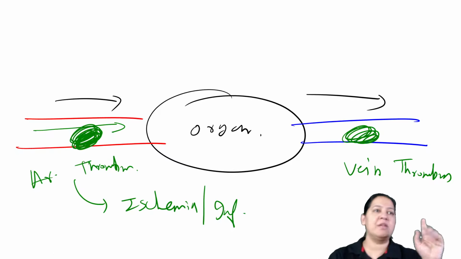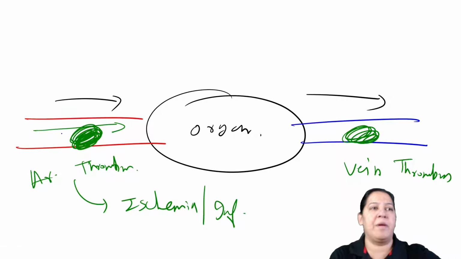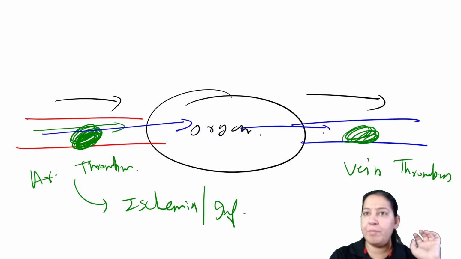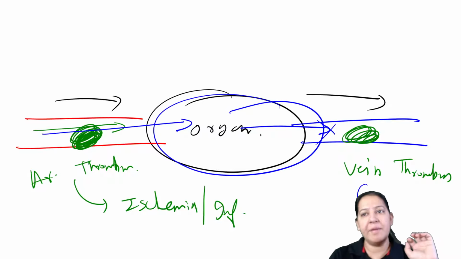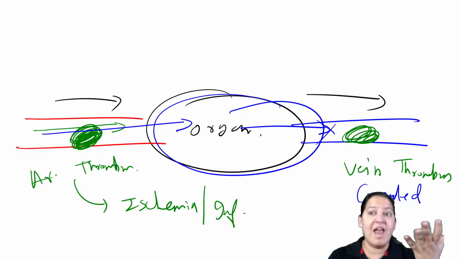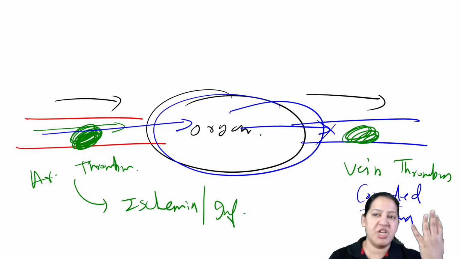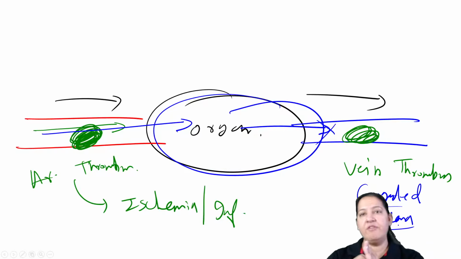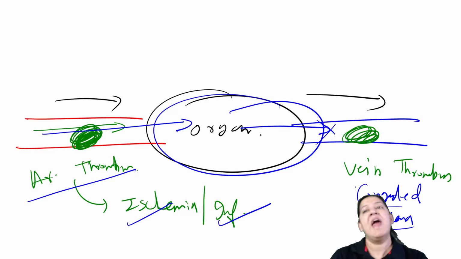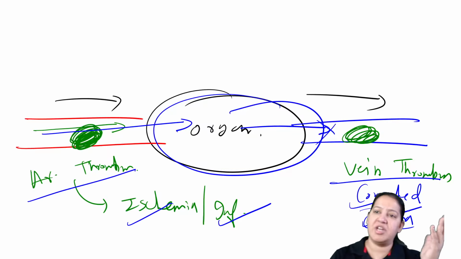If the thrombus is present in the vein, the organ is receiving proper, pure blood, but impure blood cannot come out. Impure blood will get gathered there, so the organ will become congested by impure blood. So edema will happen. Congestion and edema will be the result of venous thrombus. Have you got it? Give me a thumbs up. So arterial thrombus results in ischemia and infarction, and venous thrombus results in congestion and edema.